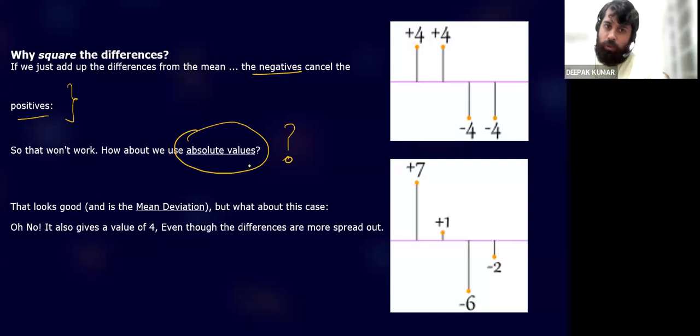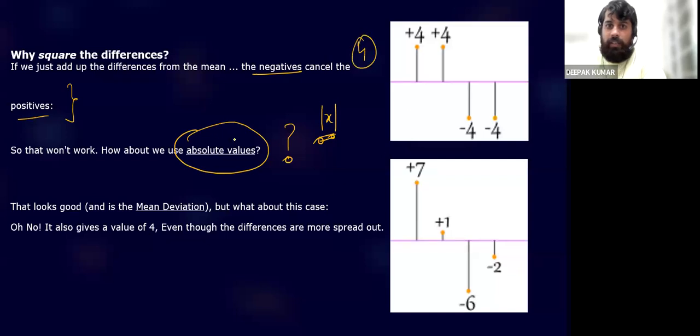Why did we not use the absolute values? Means again, mod of x. This is the meaning of absolute values. Then what's the problem with that? Let's look at it. So that looks good, but what about this case here? If you use the modulus value here, plus 4, already plus 4, great.